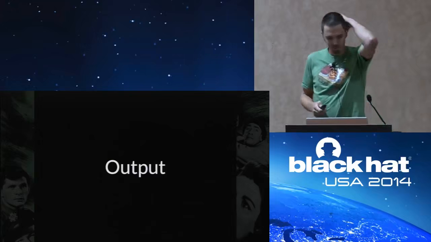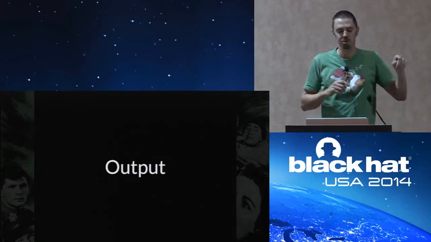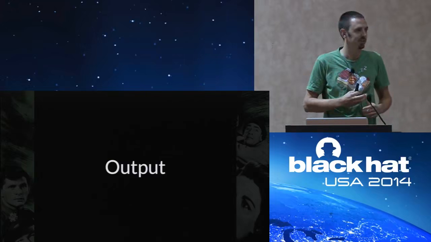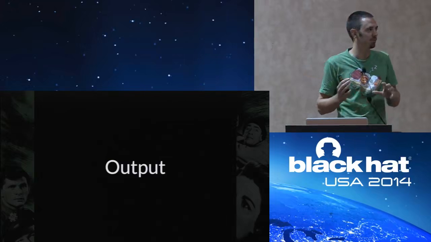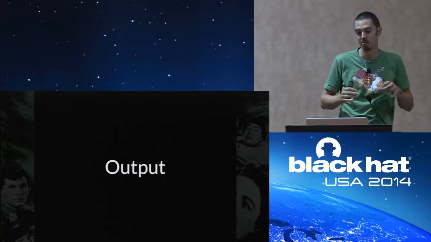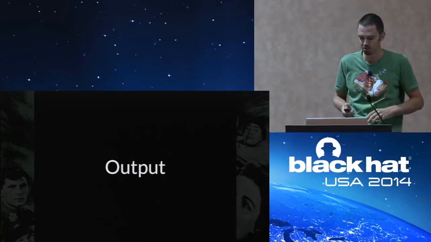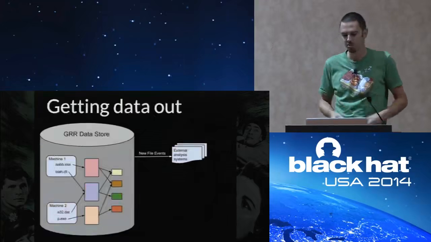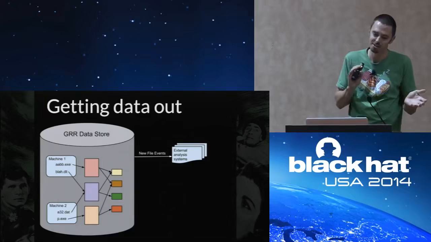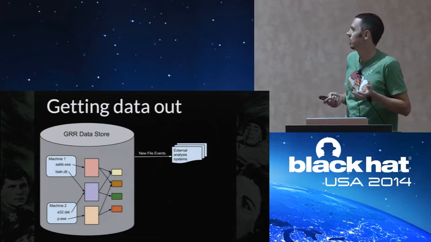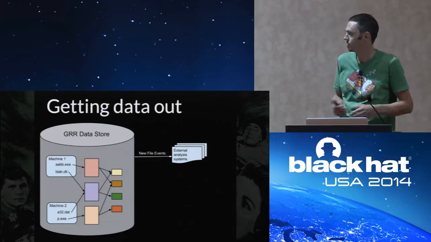So I'm going to talk about input and output from GRR and connecting it up to the rest of your security apparatus. I think that's an important way of using GRR and an important way to leverage the capability. And I'm going to defy convention and talk about output first, because we've collected a bunch of data now. We've got a bunch of data in the GRR data store. What can we do with it? Can we get it out into other systems to look at it?